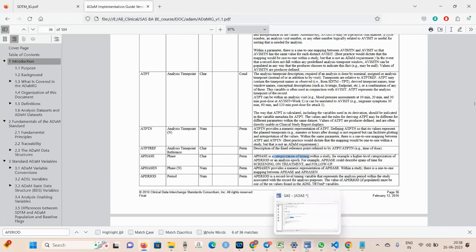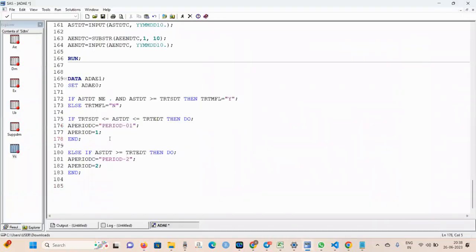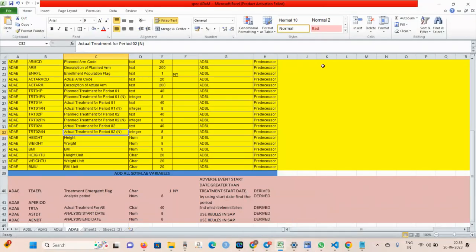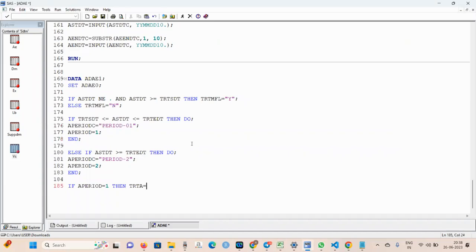So in our case, you need to know in which period the adverse event happened, either period 1 or period 2. So we have to write it programmatically. If A period equals 1, then treatment for analysis, the actual treatment for AE, is 1.